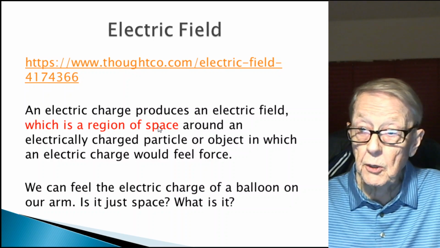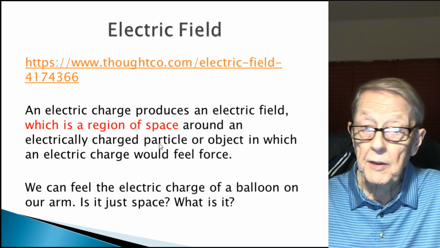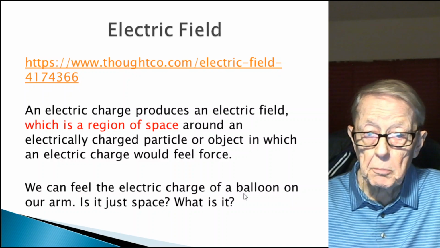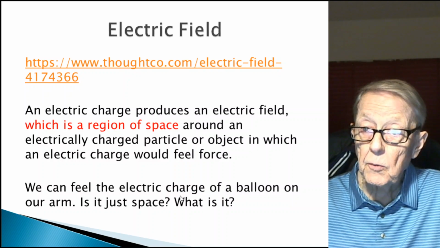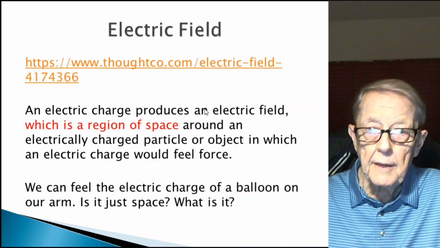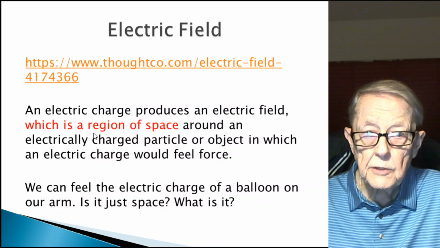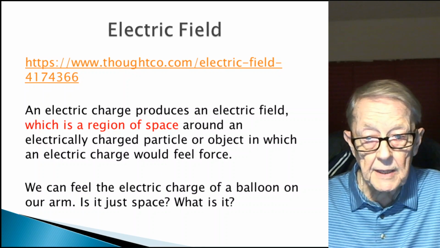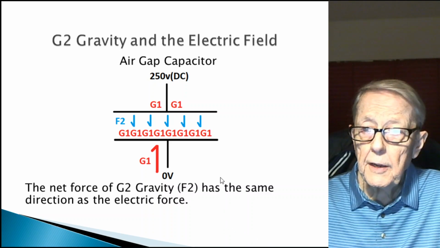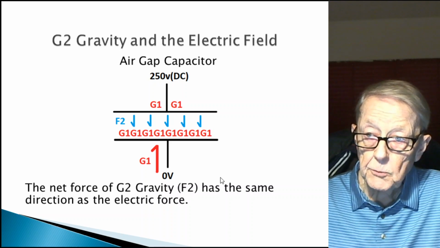In outer space, you don't feel space. On the surface of the Earth, you can feel the atmosphere, but there's something physical there. We can feel an electric charge of a balloon on our arm or whatever. You can actually feel there's something there. There's something moving. There's something physical. And yet they say an electric charge produces an electric field, the electric field which is a region of space. It's space. Crazy definition.